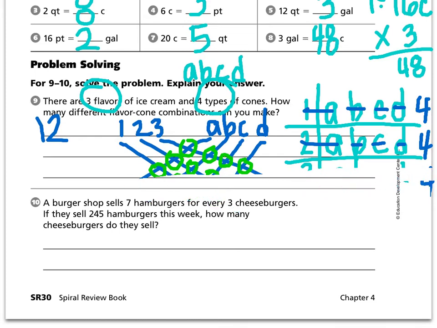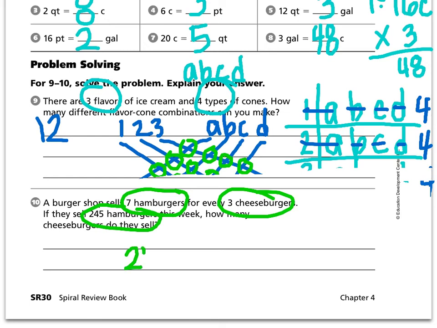Let's look at number 10. A burger shop sells 7 hamburgers for every 3 cheeseburgers. If they sell 245 hamburgers this week, how many cheeseburgers do they sell? So what I need to do is think about 7 hamburgers for every 3 cheeseburgers, and they sold 245 hamburgers. So I need to figure out how many times they sold 7 hamburgers.